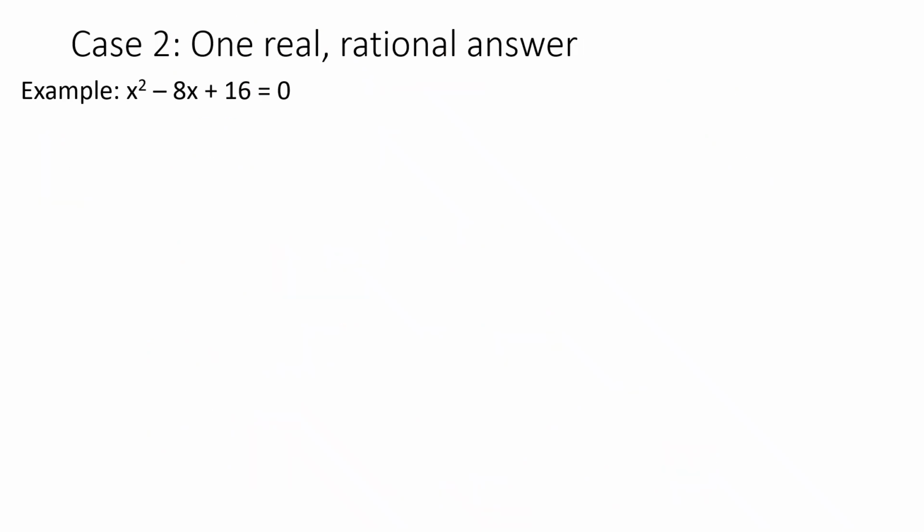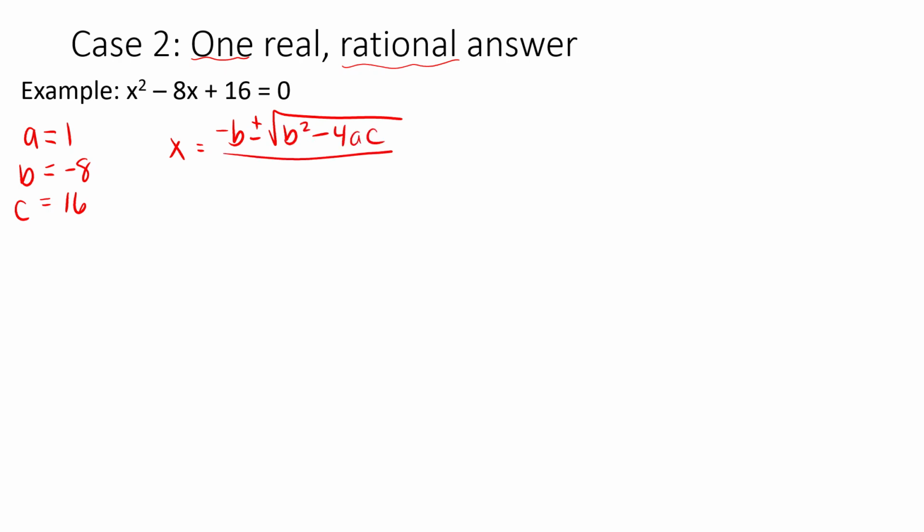Let's take a look at case 2. This is one real rational answer. Okay, so we want to look at what is going to happen here. So we have, in this case, a is equal to 1, b is equal to -8, and c is equal to 16. And we're going to dump that into the quadratic formula. So the opposite of b plus or minus the square root of b squared minus 4ac all over 2a. And once again, please make sure that you're paying attention to this piece right here.